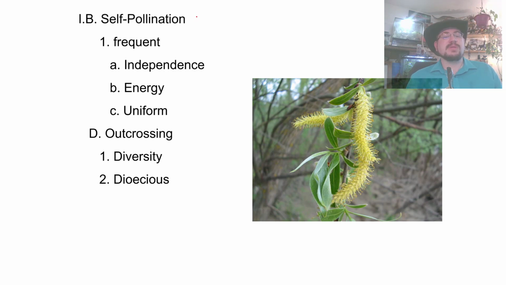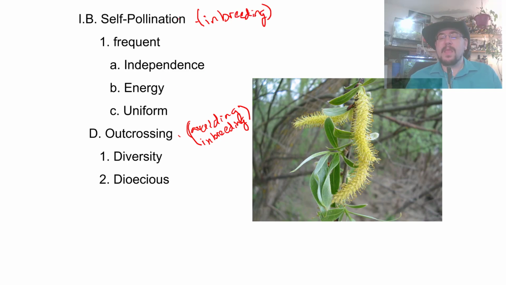Okay, now it's time to talk about self-pollination and outcrossing. Outcrossing is basically avoiding inbreeding. So, trying to mate with genetically less or unrelated plants. That's outcrossing. Self-pollination is just straight full-on inbreeding because you're pollinating yourself.